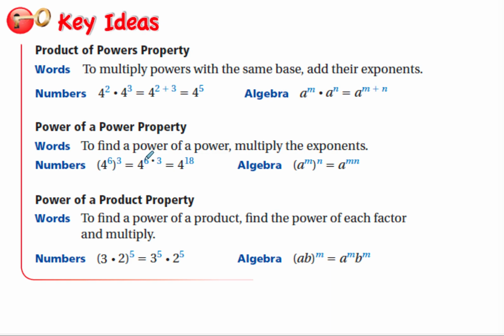So that's like doing 6 times 3, which is 18. I would have 18 4s to multiply. And then power of a product property. To find a power of a product, find a power of each factor and multiply.